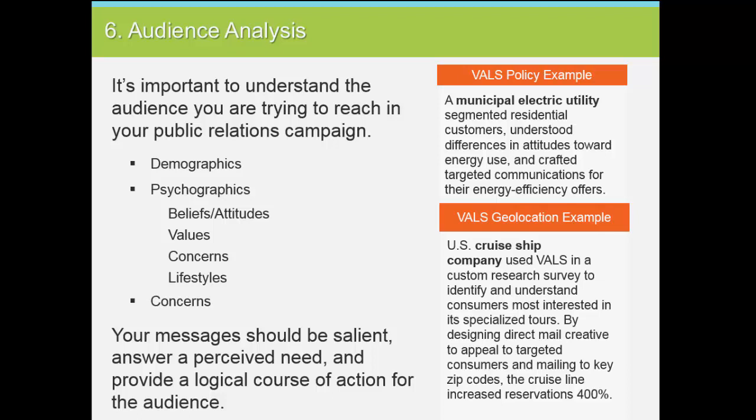A company called SRI International developed the Values and Lifestyle Program, known as VALS, to understand different segments of the population. People might be classified as innovators, thinkers, achievers, believers, survivors, etc. You can see in these 2 examples how companies use VALS to provide different or targeted appeals.